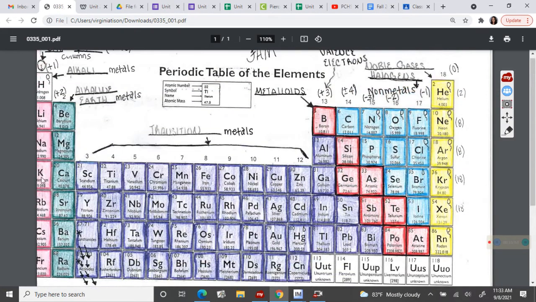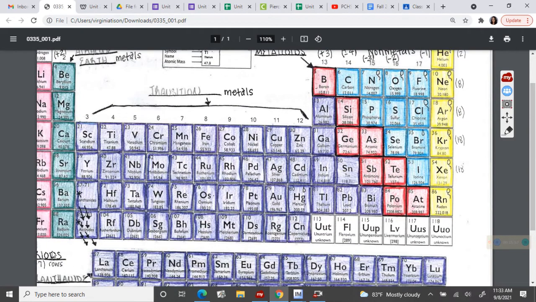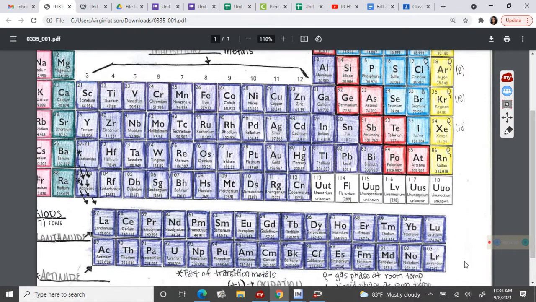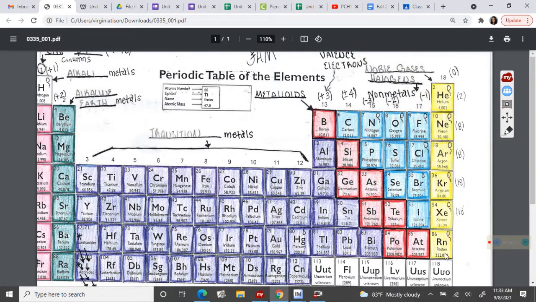We just said that the vertical columns are called groups. The horizontal rows, as you'll see right here, are called periods. Okay, P-E-R-I-O-D-S. So we have the lanthanide period and the actinide period. Okay, so be sure you have periods and groups labeled on there.